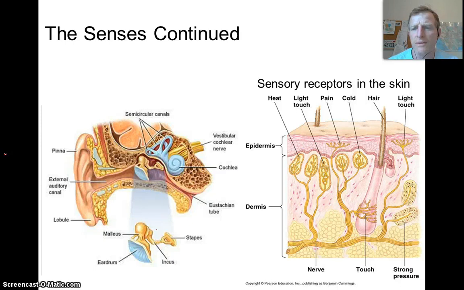Okay, we're going to continue talking about the other senses. We talked about the eye already. We need to talk about the ear, skin, taste, and smell. So let's begin. First off, hearing.